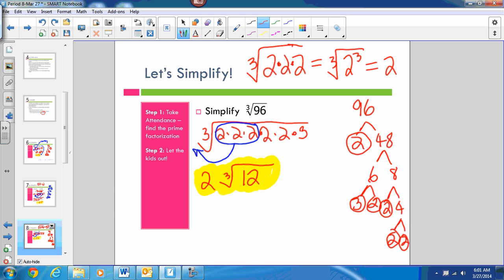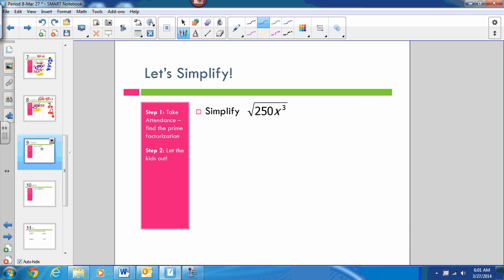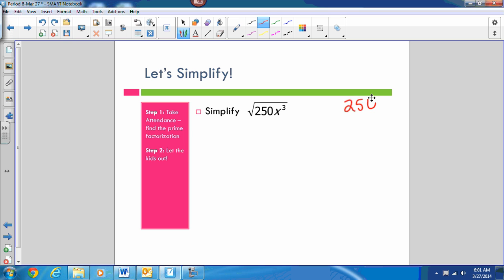All right, on to the next one. 2 more, and then you guys are going to do some practice. Now here we have a variable. Does not make life any different. We're effectively going to do the same thing. We're going to start with the number 250. So I'm going to go 25 times 10, 5 times 5, and 5 times 2.